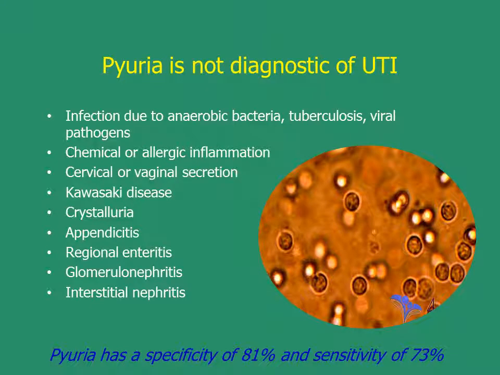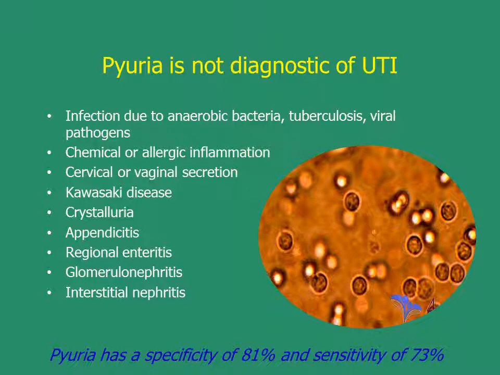Pyuria is not diagnostic of UTI. Pyuria has a specificity of approximately 81% and sensitivity of 73%. Sterile pyuria can be associated with infection due to anaerobic bacteria, tuberculosis, viral pathogens, chemical or allergic inflammation, cervical or vaginal secretion, Kawasaki disease, crystalluria, appendicitis, regional enteritis, glomerulonephritis, and interstitial nephritis.